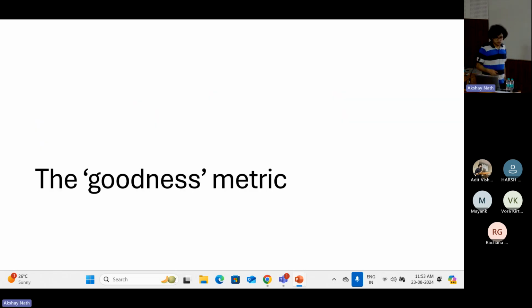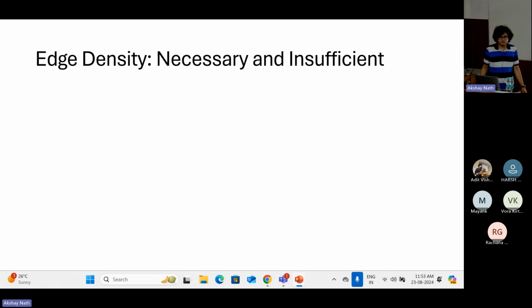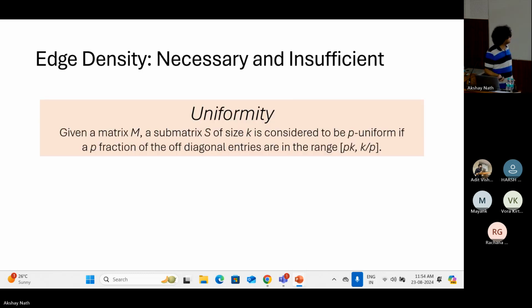Okay, last thing, what is this goodness metric? I like to think of edge density as necessary but insufficient. If you take a clique, every subgraph of the clique is a clique. Which of these cliques is better by edge density? Degenerate. I'll throw a definition at you and then I'll unpack it. I call this definition uniformity. For a given matrix M, a submatrix S of size K is considered to be P-uniform if a P fraction of the off-diagonal entries are in this range, P over K, comma, K over P.